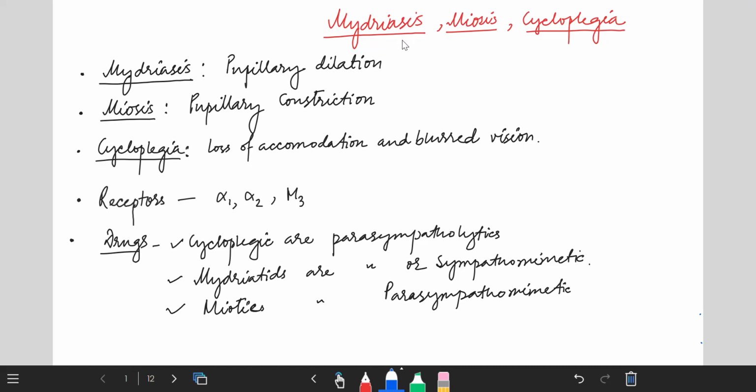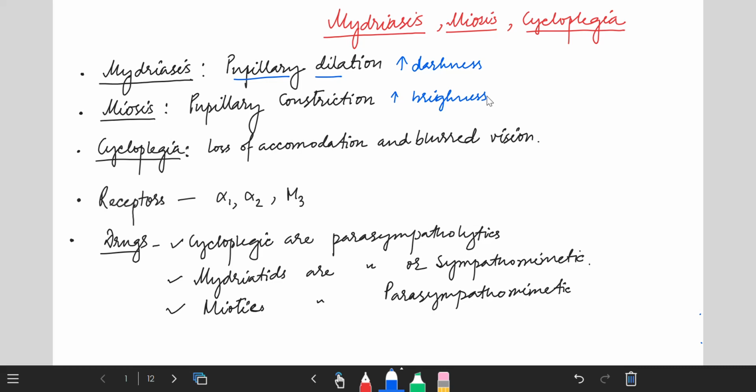Today we will discuss mydriasis, miosis and cycloplegia. Mydriasis is a condition where pupillary dilation occurs. It means when there is increasing darkness, mydriasis occurs. But in miosis, what happens? In miosis, when there is increasing brightness, pupillary constriction occurs. It means it leads to miosis.